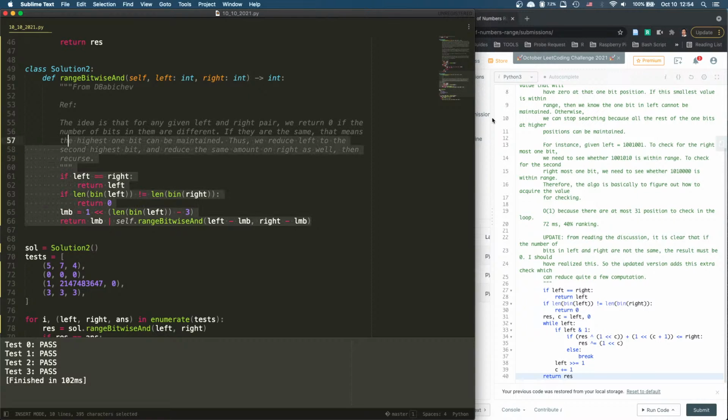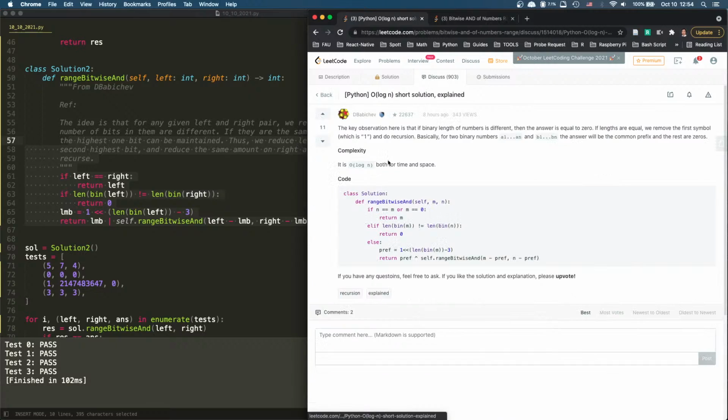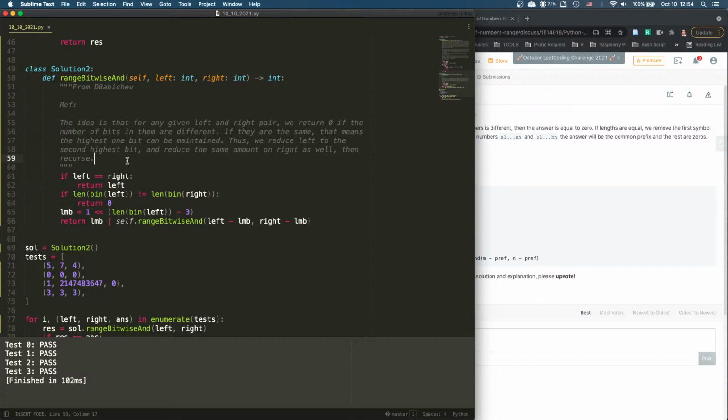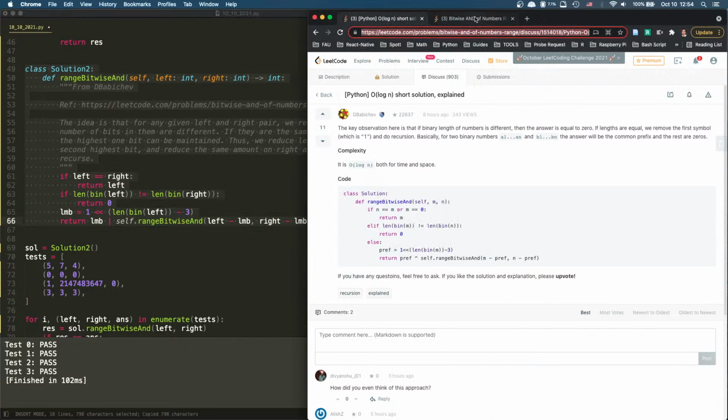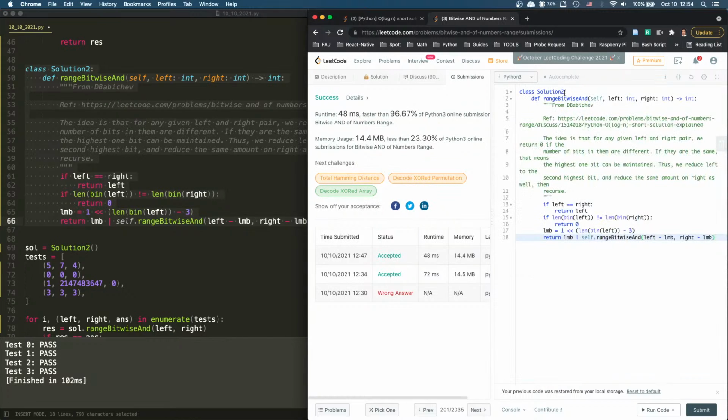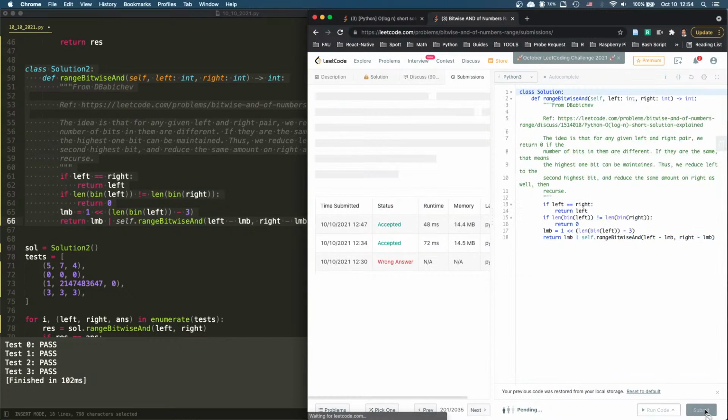Let me add the reference as well. I like this one. I just see it also has a little bit better check. If this equals this, I'll return, or if right is 0. So it doesn't matter if right is 0, this is going to be 0. If any one of these is going to be 0, I don't think we need that check. So yeah, this is a very good one. I think this one will give us a good result as well. Submit.